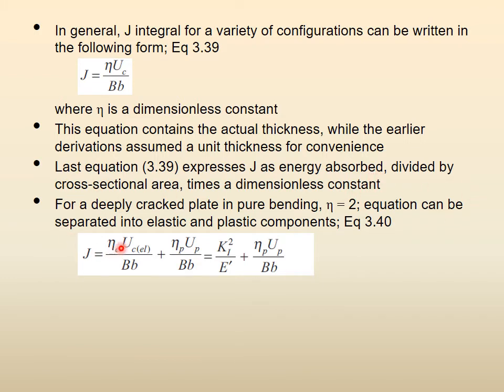The equation can be separated into the elastic and plastic components, right? So the same equation, eta U B, but only for the elastic part, and eta U B for the plastic part. Of course, this whole thing we know is K1 squared by E. So only the plastic portion is eta plastic, U plastic. So this is it, that you find some eta, which is only for the plastic part. This is the energy absorbed for the plastic deformation, and this is per unit area. And this you always can find from the simple K1 experiments that we have done earlier and so on.